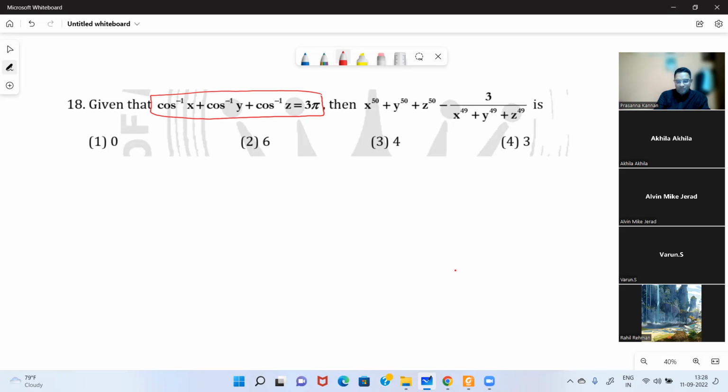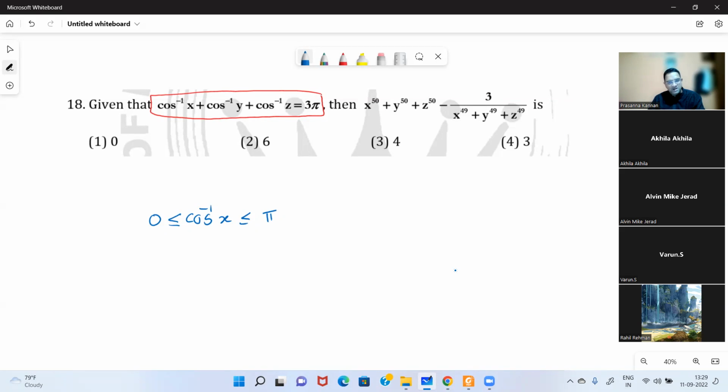Now, can you tell me what is the range of cos inverse x? Cos inverse x can lie between what value and what value? Minus 1 and 1. The x can lie between minus 1 and 1. I'm asking about cos inverse x. I mean the angle. So the angle lies between 0 and pi. Okay? Clear?